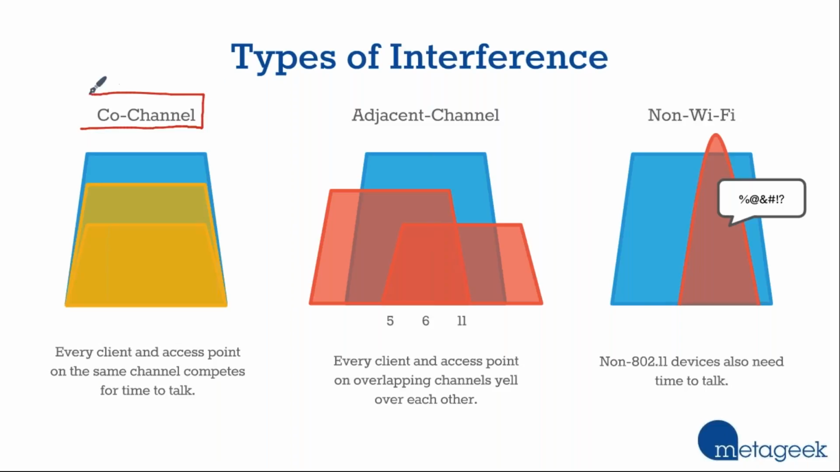So there's three types of interference that we have to watch out for. The first type is co-channel interference. Now this occurs when we've got devices that are on the same channel.